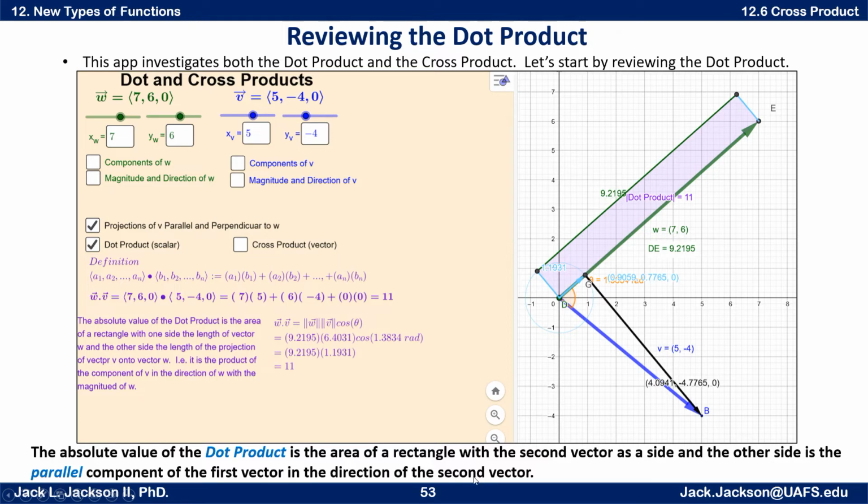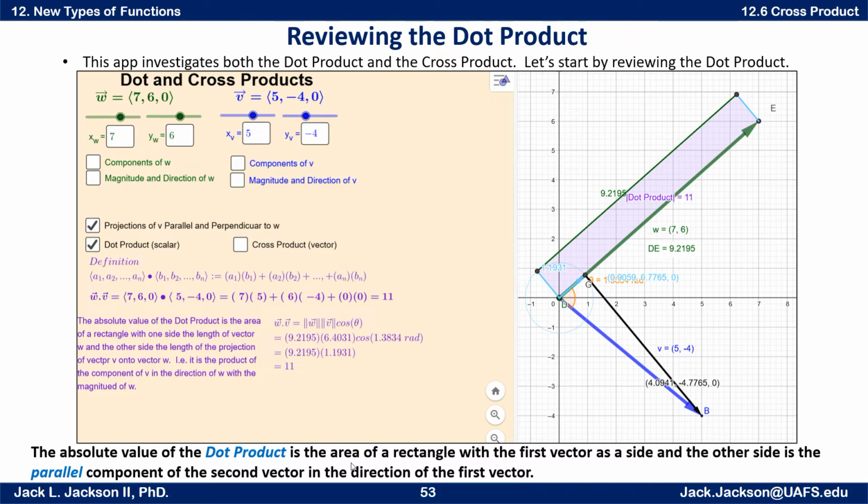Or let's see, what did I say? Actually, I did this differently, didn't I? Okay, it doesn't really matter because it's commutative, but let me make sure the statement down here matches the picture. So the absolute value of the dot product is the area of a rectangle with the first vector as a side, and the other side is the parallel component of the second vector in the direction of the first.